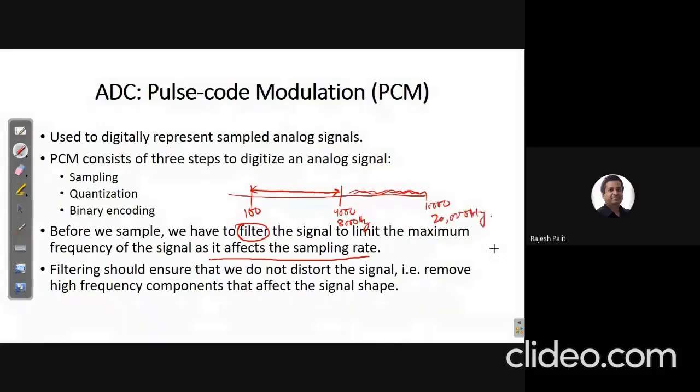You got the point? Yes, sir. Since this is very insignificant, we can avoid it. So we can sample at a lower rate, with a larger interval. Understood? Yes, sir.